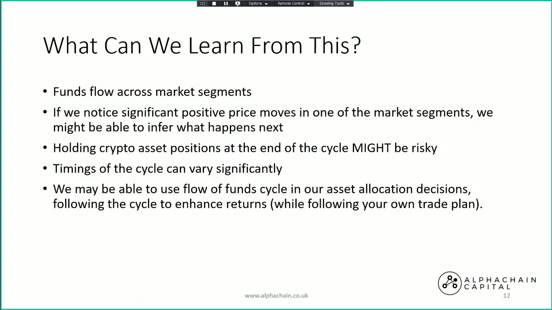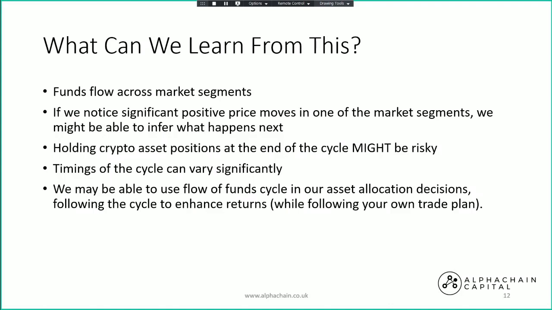So what can we learn from this? I think hopefully by now it's kind of clear that the funds flow across market segments. They go from a lower risk metric. Now, of course, Bitcoin is relatively higher risk considering other asset classes, but within the crypto ecosystem, it's on the lower risk spectrum. So it flows from the Bitcoin all the way into the smaller altcoins, that are very volatile assets.